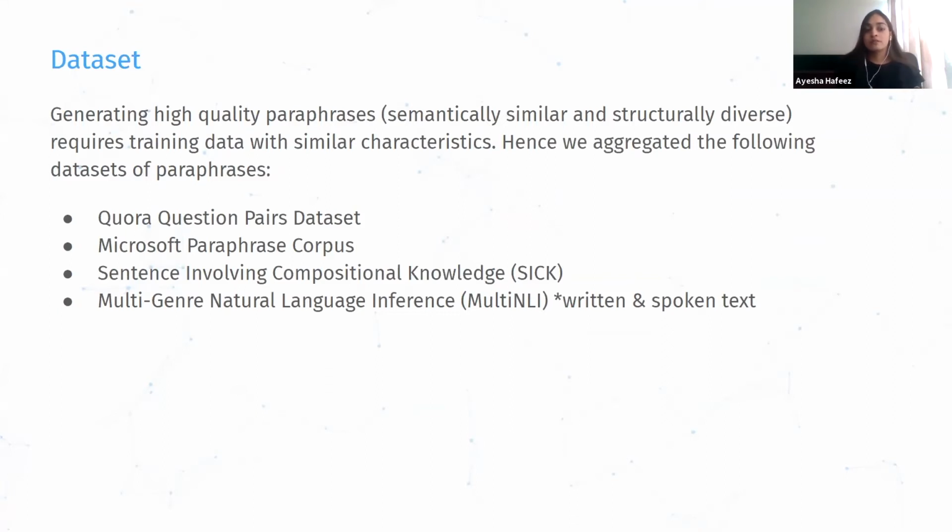So the data sets we used here were the Quora question pairs data set, the Microsoft Paraphrase Corpus data set, the SICK data set, and the multi-NLI data set. All of these data sets basically have sentence pairs extracted from different sources. For example, Microsoft Paraphrase Corpus was extracted from news articles, and the multi-NLI data set had written and spoken text sentence pairs that qualified as paraphrases.